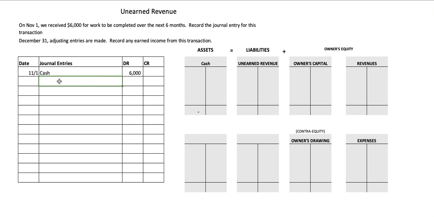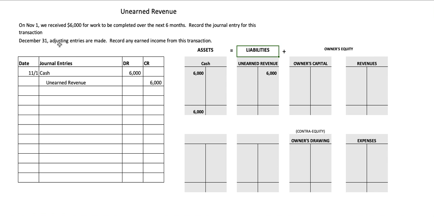Okay, so what you have to do is create an account called Unearned Revenue because you owe this client $6,000 worth of services. So you record your cash receipt of $6,000 and you credit the account Unearned Revenue for $6,000. And unearned revenue is a liability account. That means that you owe somebody something. And in this case, you owe a service worth $6,000. So it's not really earned until you do the work.